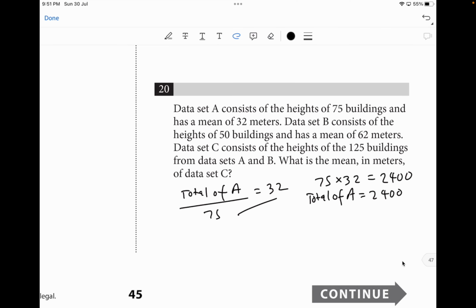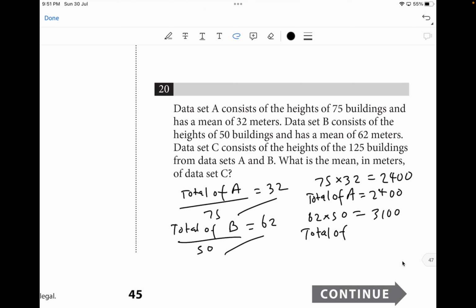Okay. Now we have to find out the total of data set B. Total of B divided by 50, and it has a mean of 62, right? So we're just going to multiply 62 times 50. This should give us a value of 3,100. So the total of B is equivalent to 3,100.